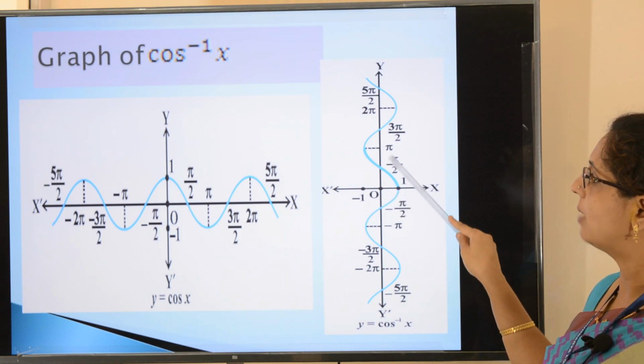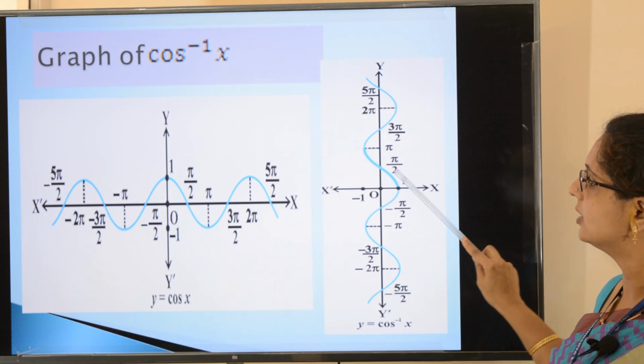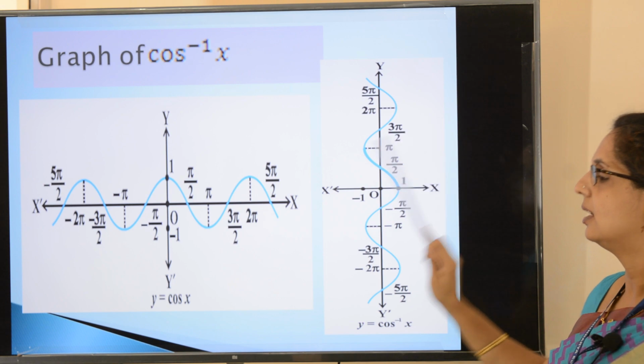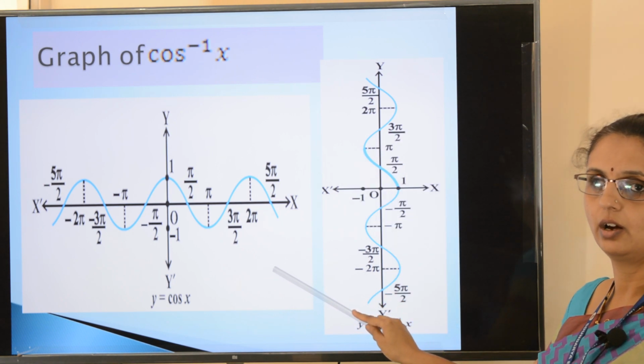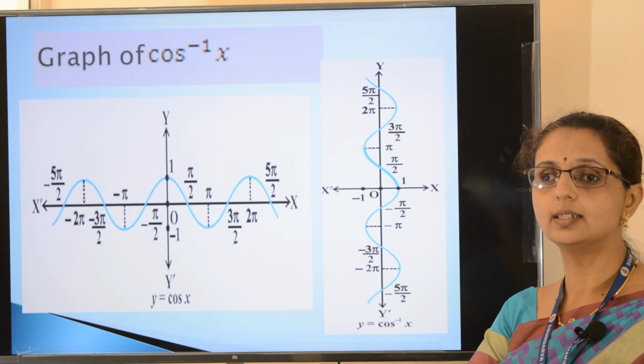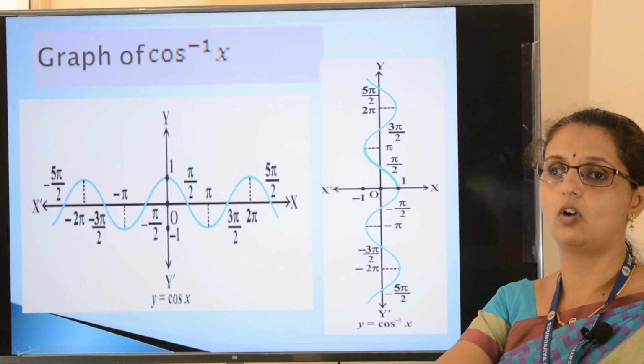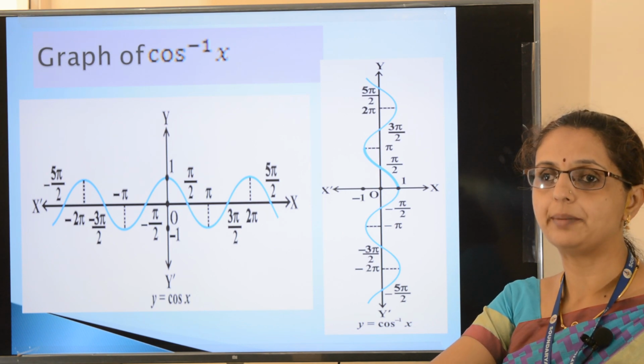Cos inverse of pi by 2 is 0, so the curve touches our y-axis. This is the y equal to cos x graph, and this is the y equal to cos inverse x graph. Students must practice to draw the cos inverse x graph thoroughly.